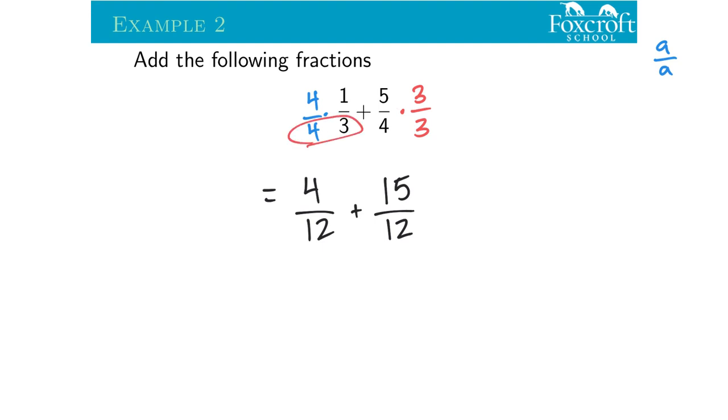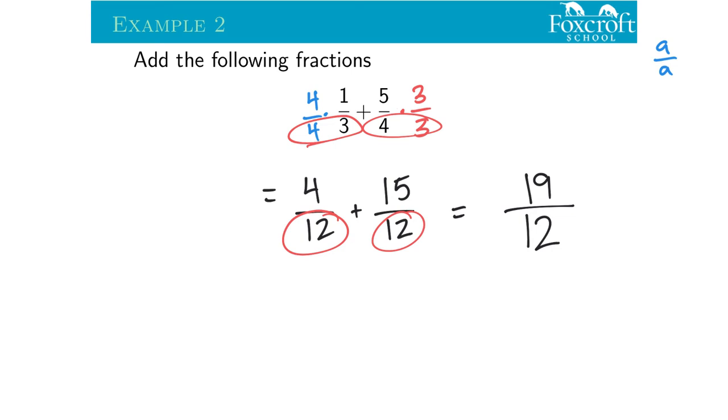Because on the bottom we just have 4 times 3 multiple times, now we can see we have a common denominator. Once we get a common denominator, because they're all over 12, our answer is going to be over that common denominator. And now we just add the two tops. We have 4 twelfths of something and 15 twelfths of something. 4 plus 15 is 19.